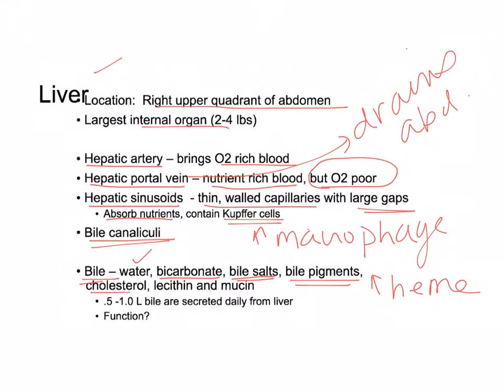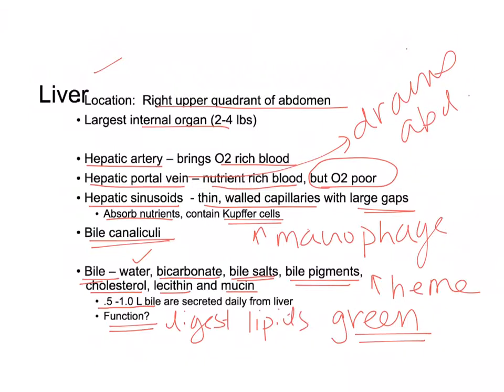It's got cholesterol in it, it's got lecithin in it, and it's got mucin in it. Okay, so the bile, we secrete a half to a liter of bile from your liver every day. We always show it as green. It always looks green. Bile's green, or else it's a disgusting yellow. So the function of bile, it's going to help us digest lipids.